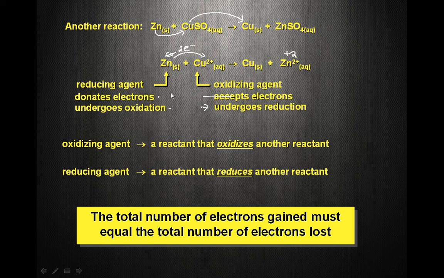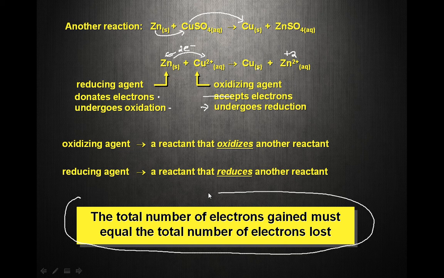Now, as we go through the unit, this right here is extremely important. I would put a star beside that in your notes. You cannot gain or lose different numbers of electrons.